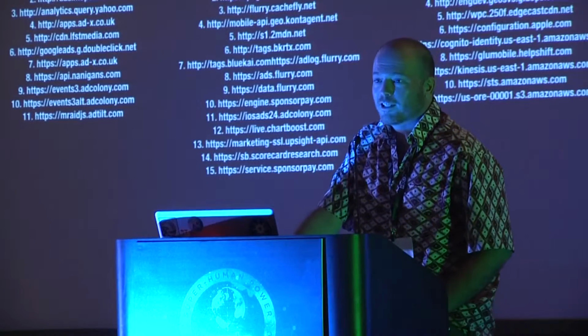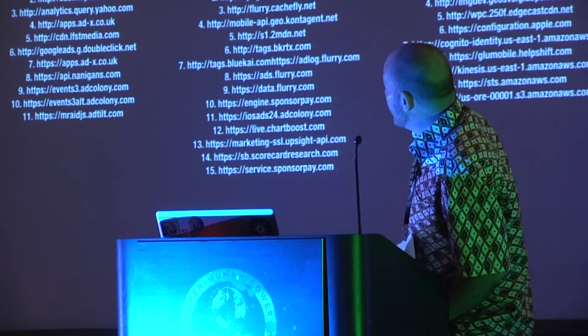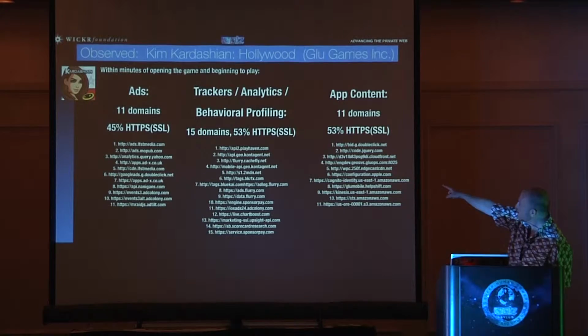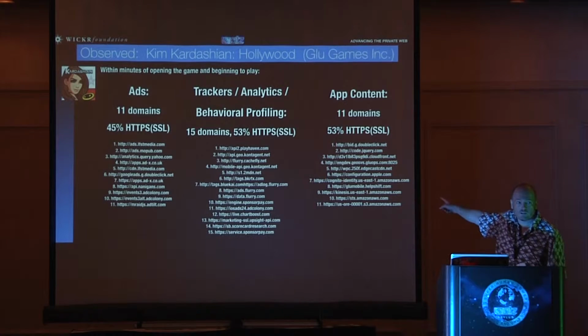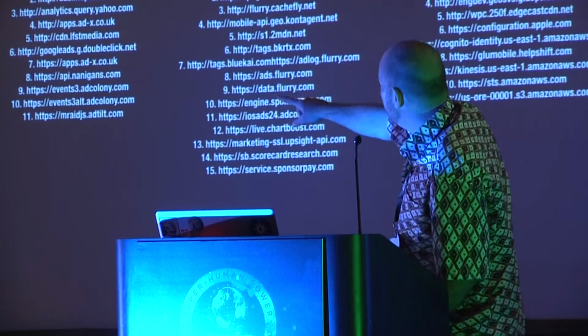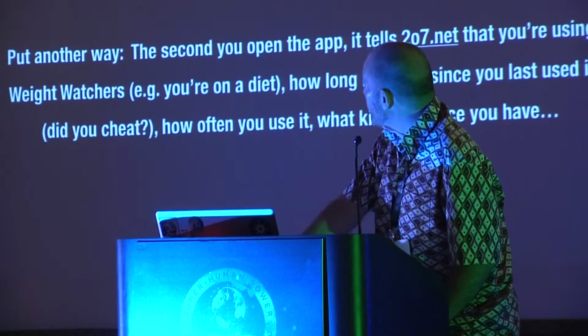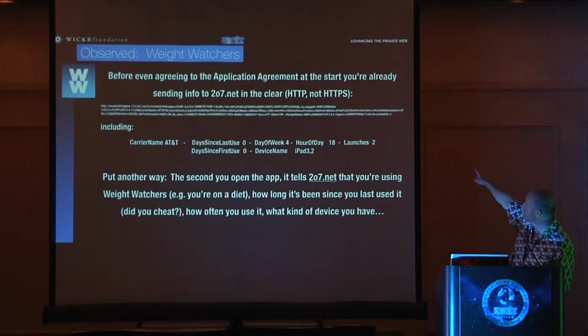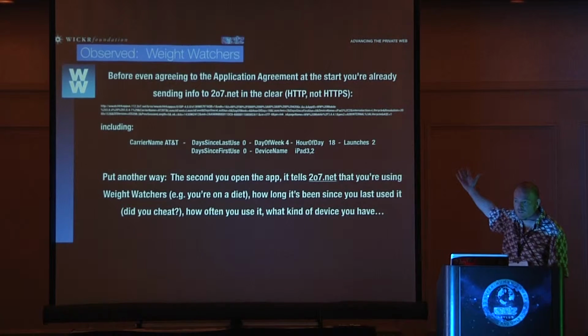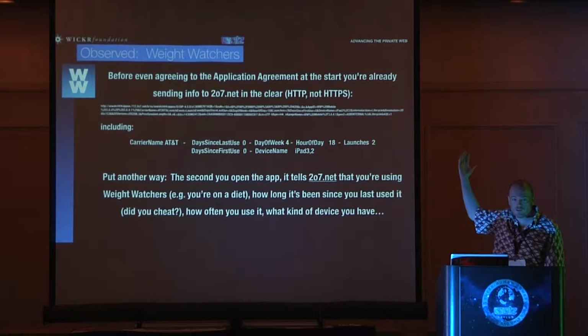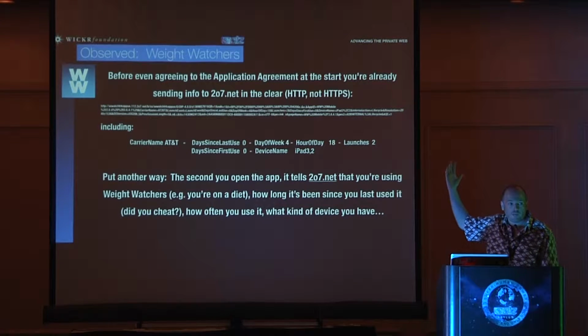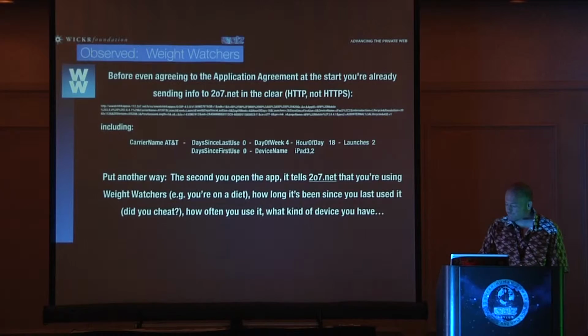Now, we went in and took a look at the Kim Kardashian app just to see what that was doing. That's sending to 11 domains, 15 trackers, analyzers, or behavioral profiling things, and 11 domains for app content. And look at the percentages, only half are using encrypted connections. Now, maybe Kim Kardashian isn't that big of a deal, but maybe that's not something you want people in the world to know, and it's sending it to all those people. Weight Watchers: before even agreeing to the application agreement, you're already sending info to this place called 207.net. How many people on a diet want 207.net to know that you're on a diet? Or how often you open the app? Or how well you're keeping to that diet?